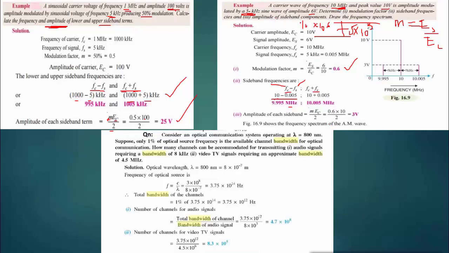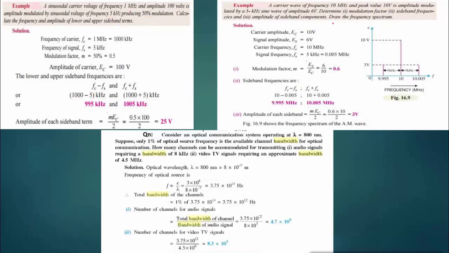Again, the amplitude of each sideband, as we have been doing, you just use that formula. I think now you can do it. The most important thing to note here is what they call the frequency spectrum.